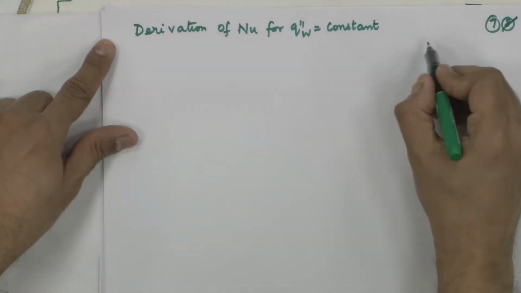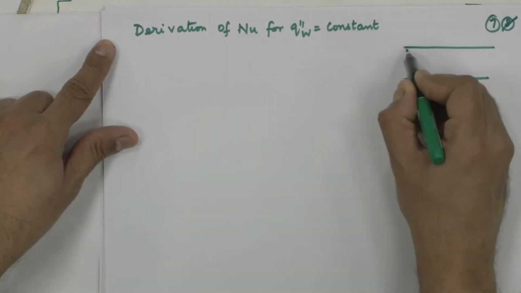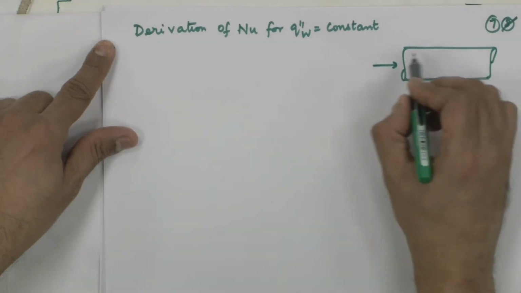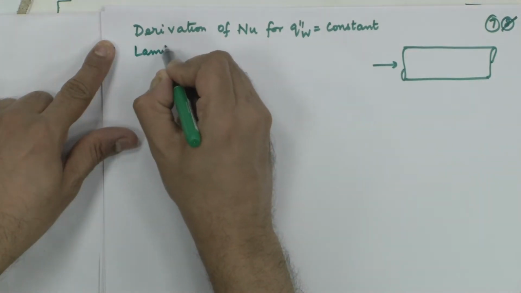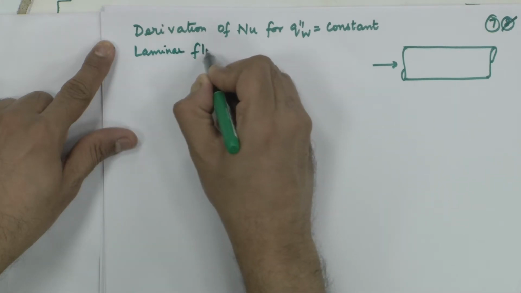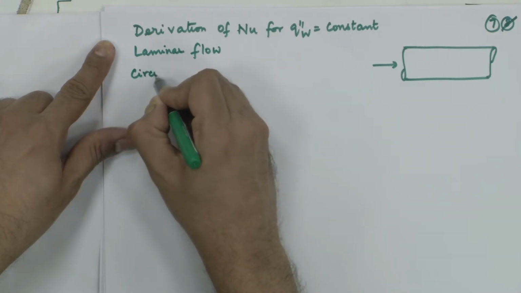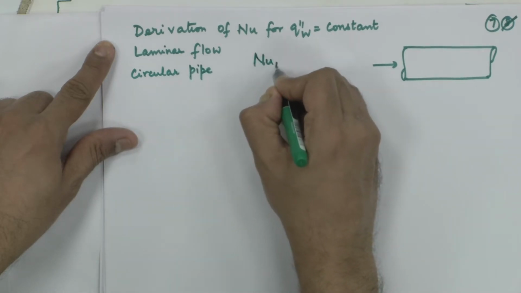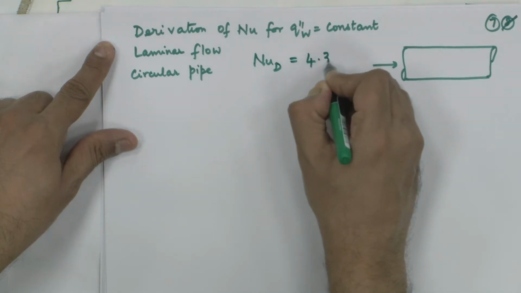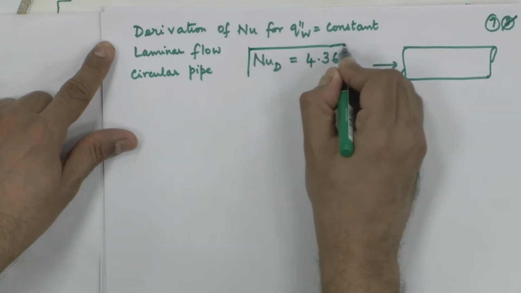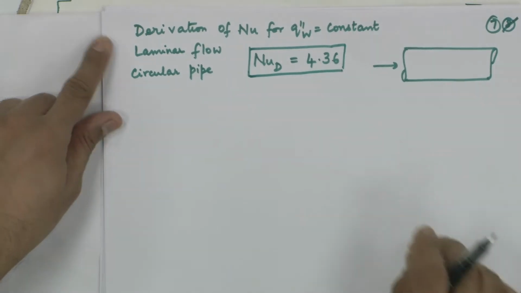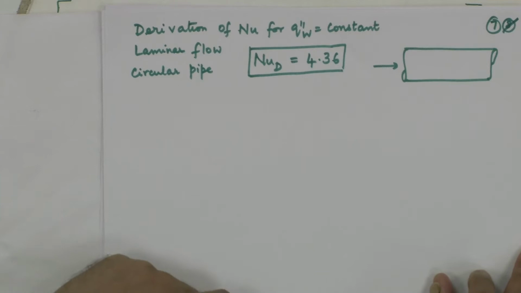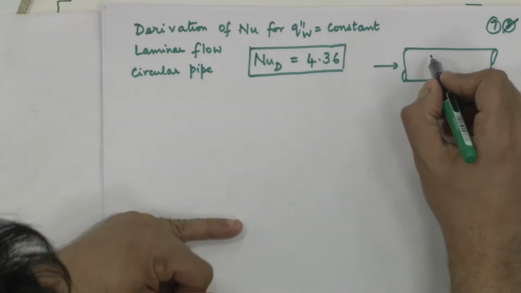So, you have laminar flow through a circular pipe. We want to show that the Nusselt number is equal to 4.36, which is a constant. This is what we are going to prove at the end of this module, or probably half of the next module.